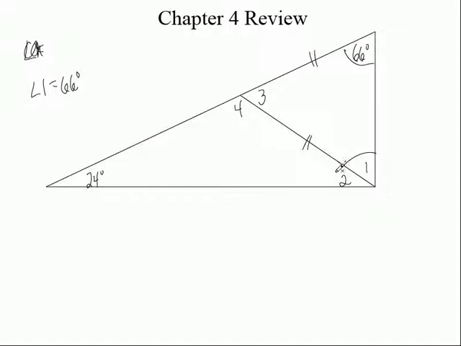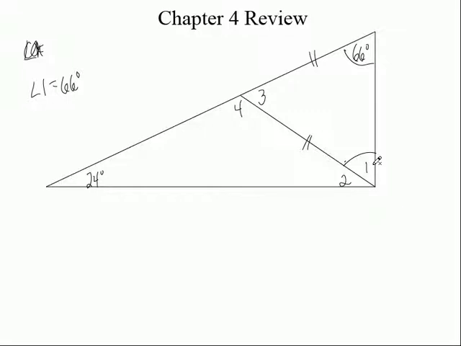Now you've got to find angle 2. Now, this looks like a right angle, doesn't it? Okay, so just 90 minus 66, right? No, you can't assume that. You cannot make any assumptions about that at all. So you can't just do that because there's not a little right angle symbol there.